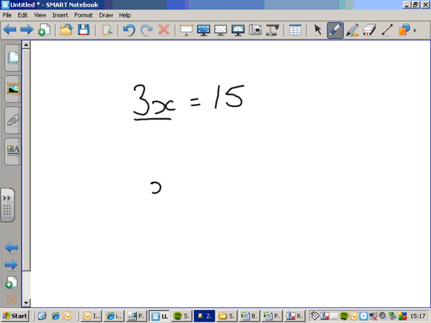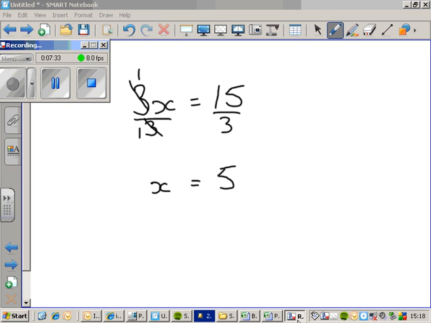And I want to know what 1 lot of x is. If I have 3 lots of x and I want to know what 1 lot of x is worth, then I'm going to take what 3 lots of x is worth and I'm going to divide it by 3, aren't I? And if I divide the left-hand side by 3, I have to divide the right-hand side by 3 as well. 3 divided by 3 is 1, so that gives me 1x. And on the right-hand side, 15 divided by 3 is 5.